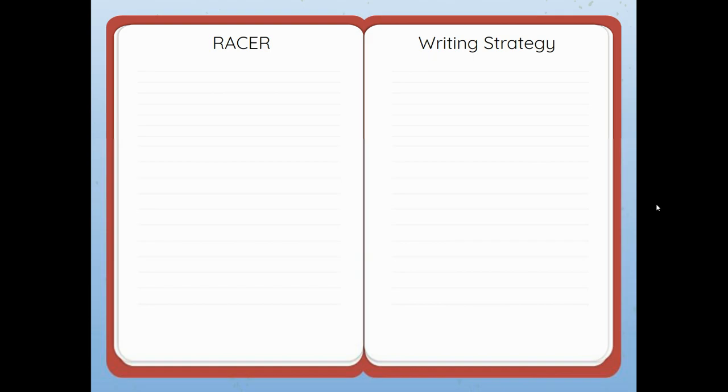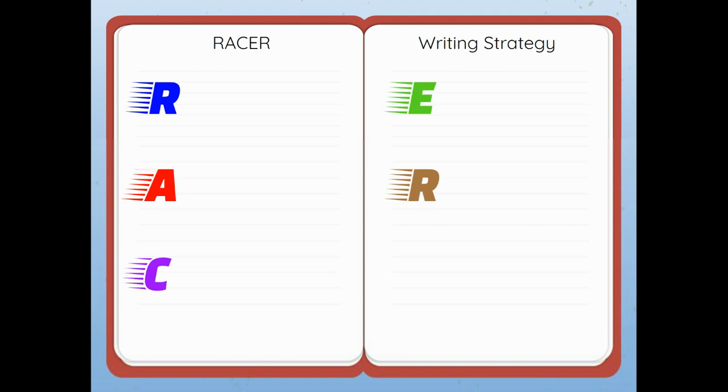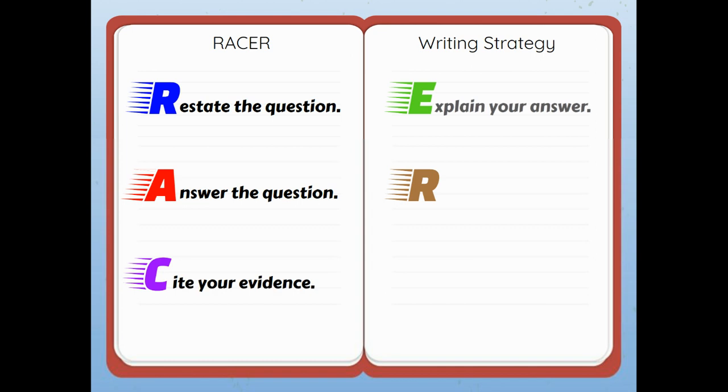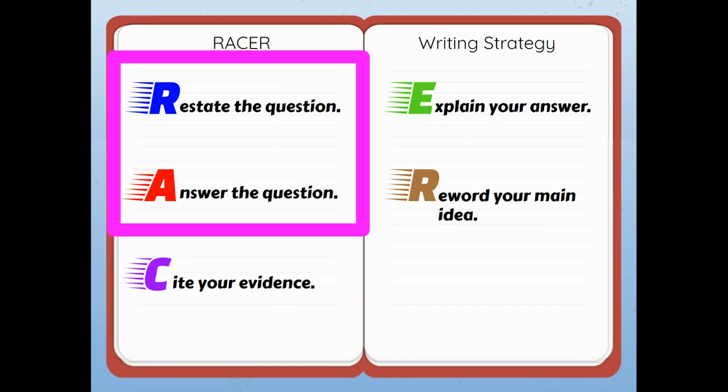Now, we have spent a lot of time talking about RACER. You know that, RACER. And hopefully you remember. That's restate the question, answer the question, cite your evidence, explain your answer, and reword your main idea. When I'm talking about topic sentences, we're looking at the beginning. Restate the question, answer the question.